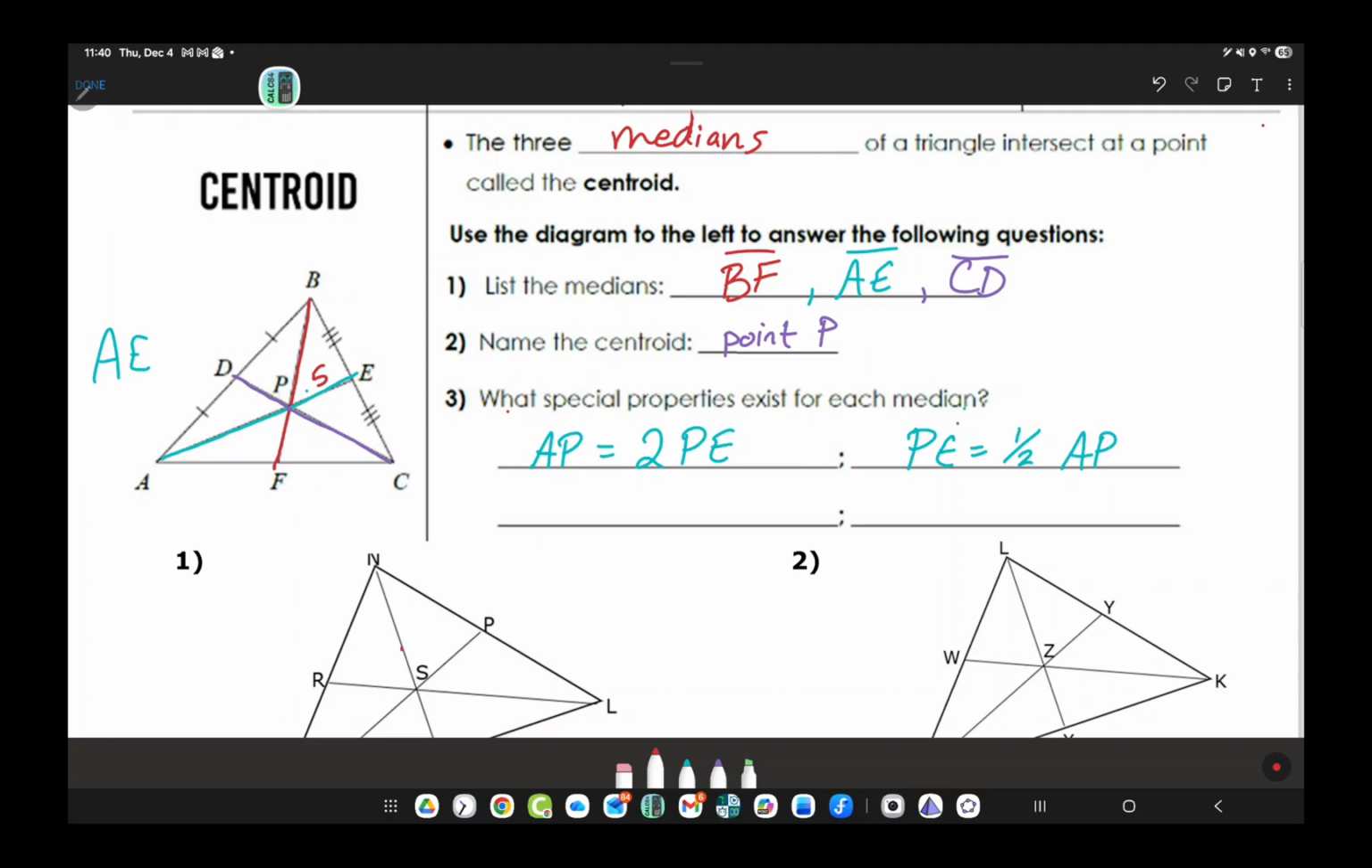2.5? I thought it was half. It's the other way. PE is half of AP, which means AP is 2 times PE. So 10? Yeah. All right. So if AP was 18, what would PE be? Again, if you have the small one going to the big one, you double it. If you have the big one going to the small one, you half it.